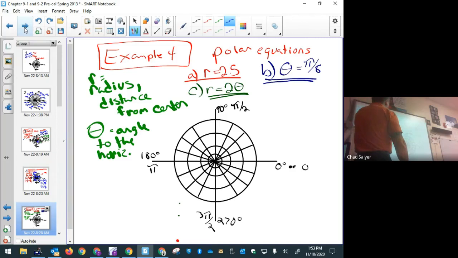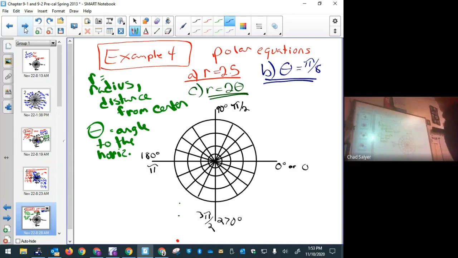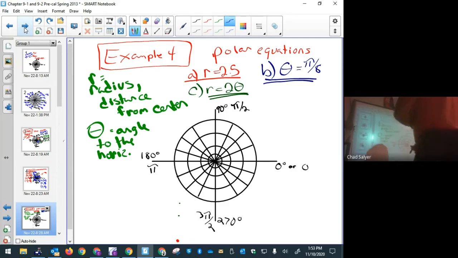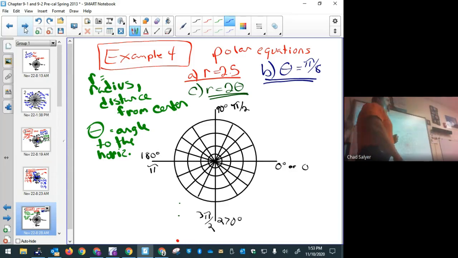Okay, so remember that r is a radius, which is the distance from the center. Theta is the angle to the horizontal. And now let's graph some polar equations. We did some points. We did some multiple ways to represent a point. Now we're going to do some polar equations where r is a function of theta. That's our polar curves, which is like C here.